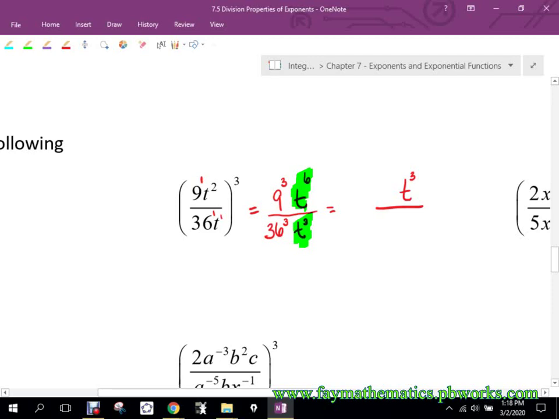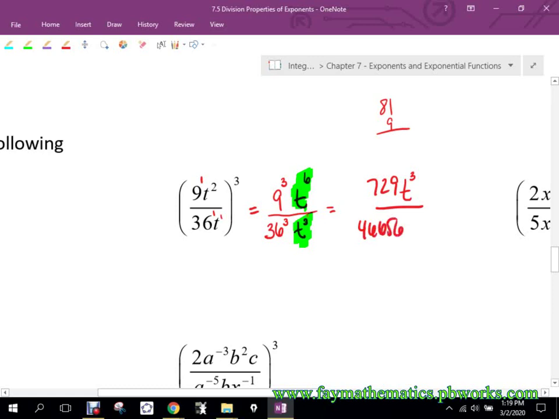What's 9 to the third? 9 times 9 is 81. 81 times 9 is 729. Good. That's a big number. Now 36 cubed. It's atrocious. It's 46656. That's a big number.